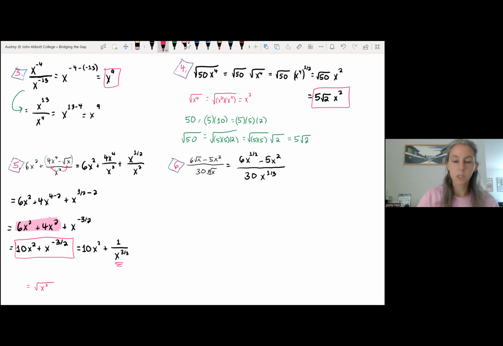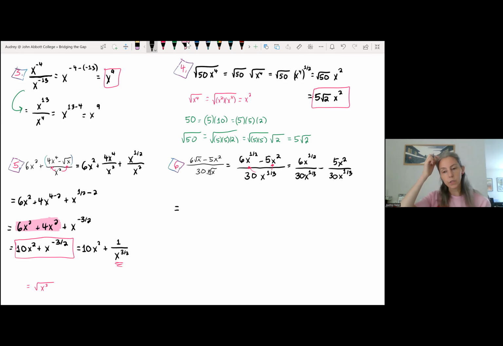And again, we're in this situation where we have multiple terms in the numerator, but only one term in the denominator. So we're going to distribute that one term in the denominator to the different terms in the numerator to get 6x to the 1/2 over 30x to the 1/3 minus 5x squared over 30x to the 1/3.